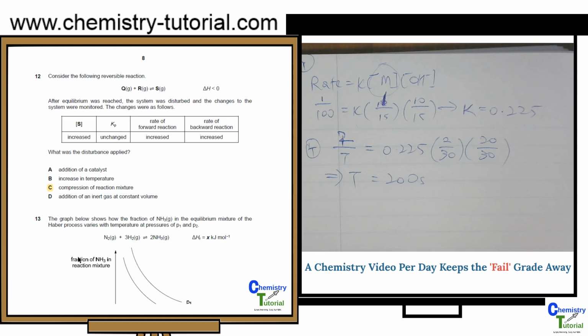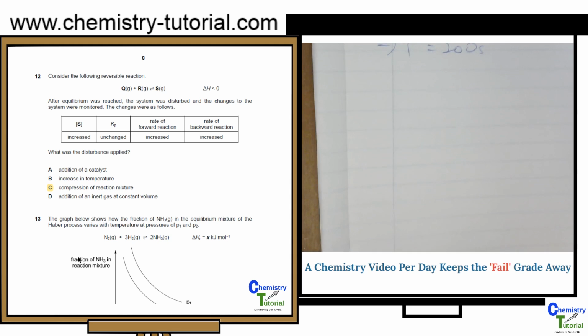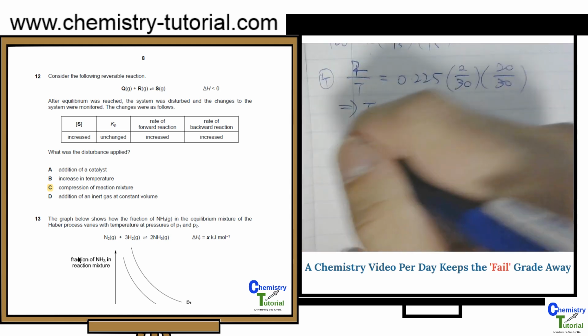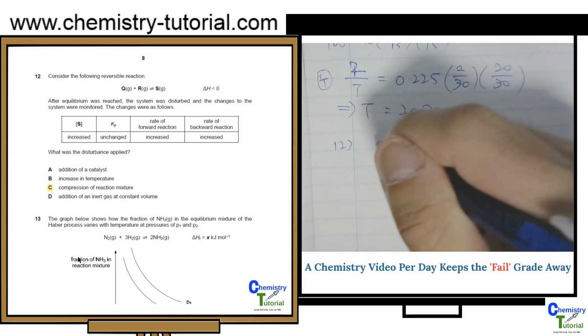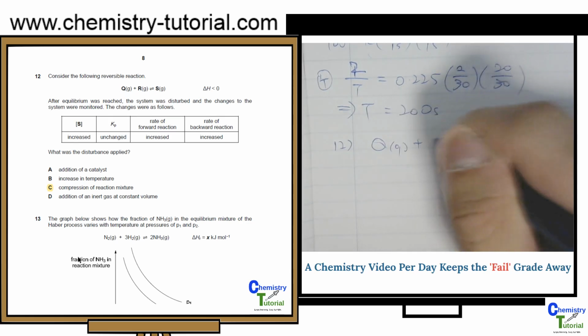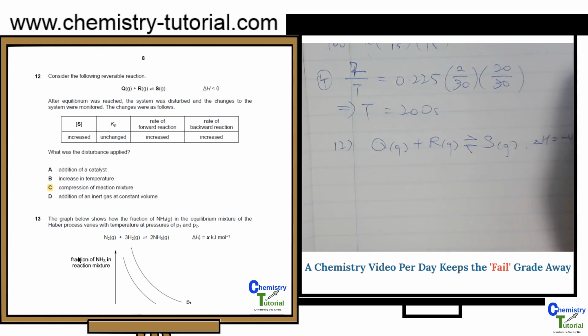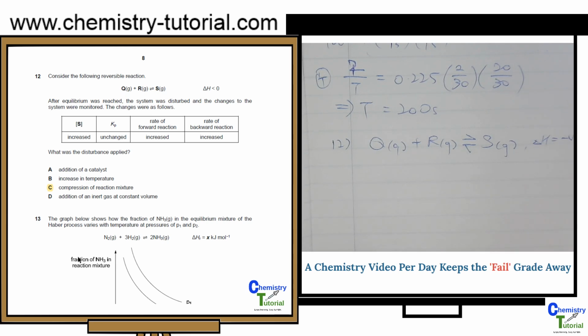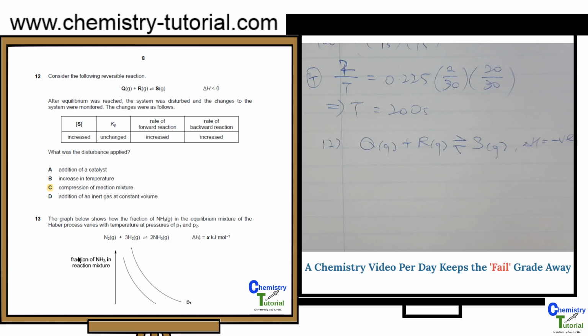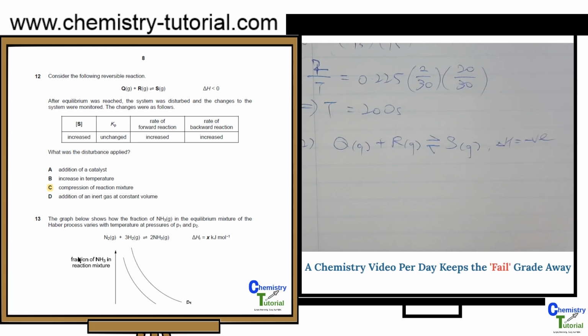Consider the following reversible reaction. So Q gas plus R gives you S. So this is a gaseous system. So Q gas plus gaseous R to give you gaseous S. And this is an exothermic reaction. So after equilibrium was reached, the system was disturbed and the changes to the system were monitored. The changes were as follows. So, okay. So what was the disturbance applied?